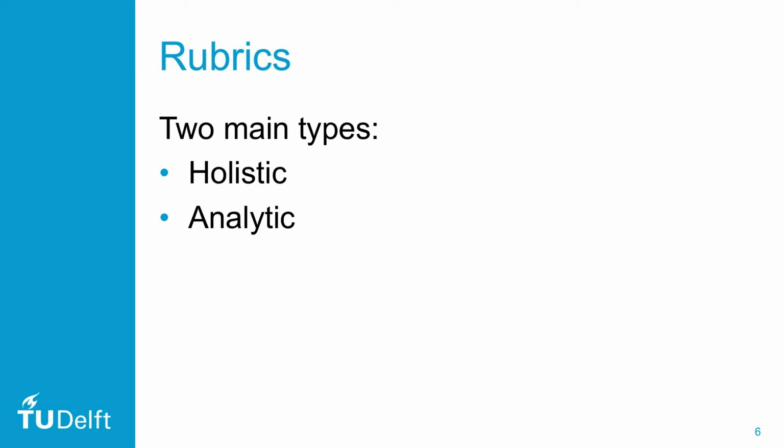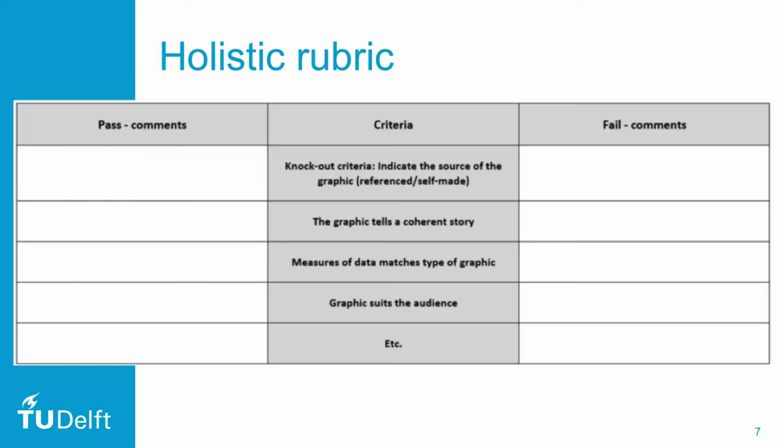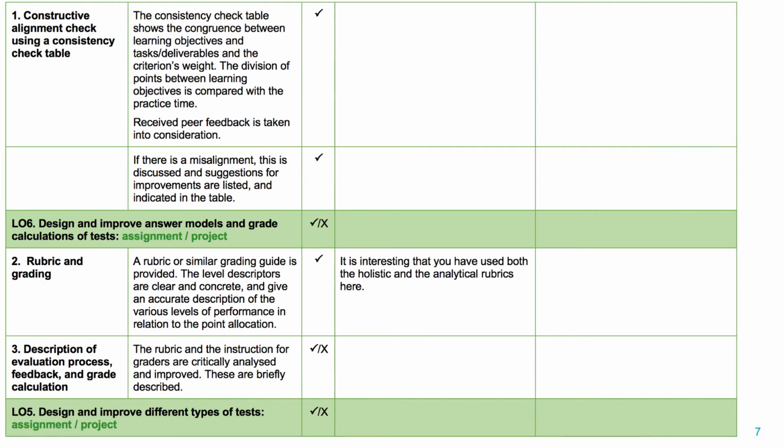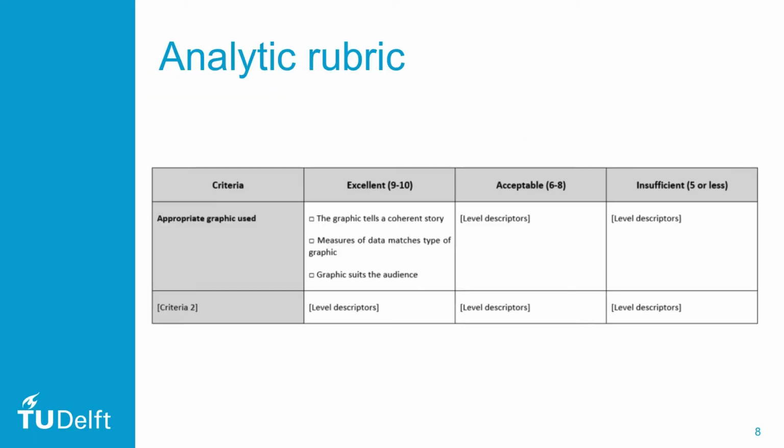There are two main types of rubric. The holistic rubric doesn't give points, but has a pass-fail criteria and gives a lot of feedback. The marking rubric used for UTQ Assess is a holistic rubric. An analytical rubric, on the other hand, does provide points.